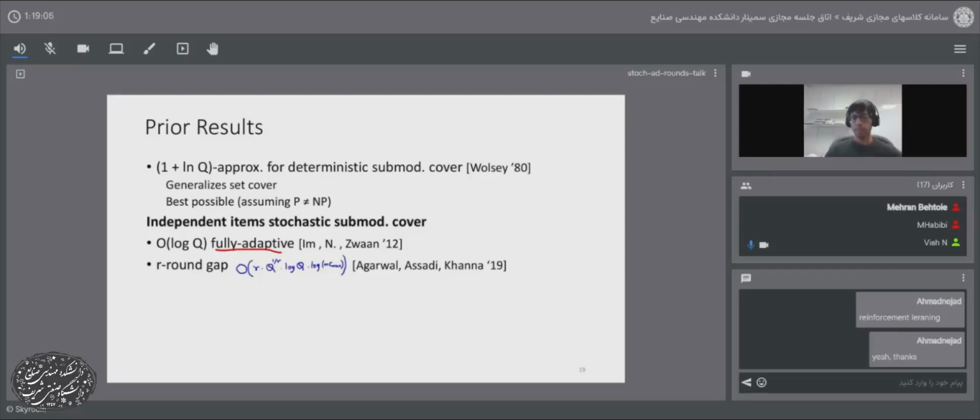And previous to our work, there was a very nice paper by Agarwal, Asadi, and Khanna that got an all-round adaptivity gap that was of this form. So I won't read out all the terms, but I'll just mention that we improve their bound by eliminating dependence on the cost of items and some extra factors of R. So we get a better result by roughly 2 logarithmic factors.